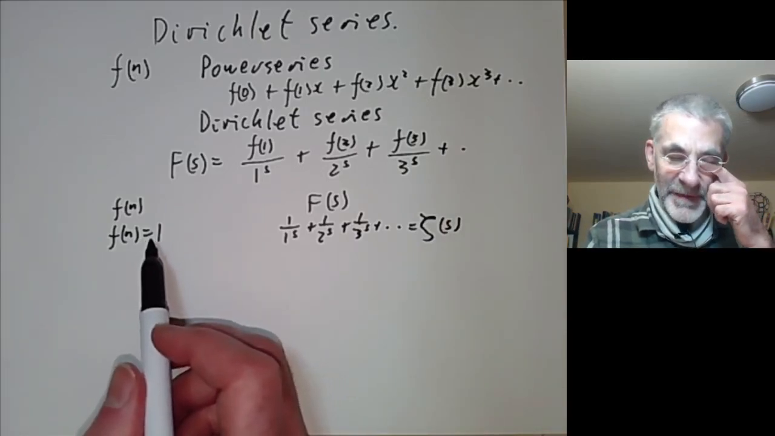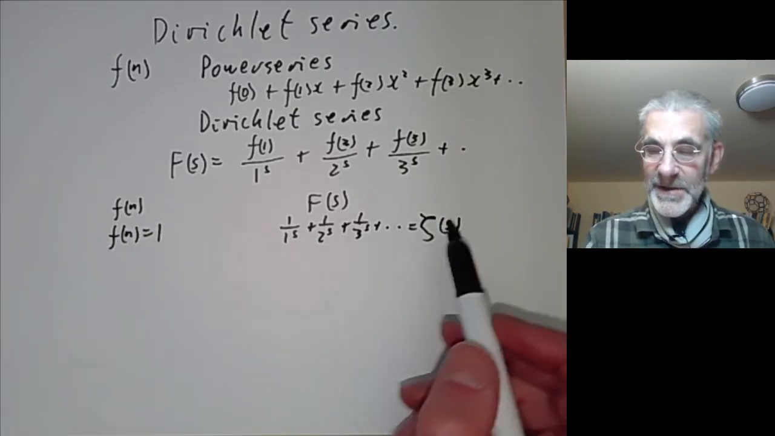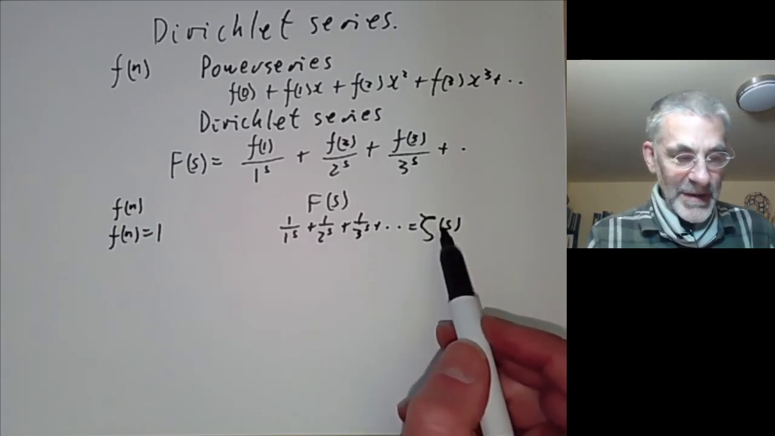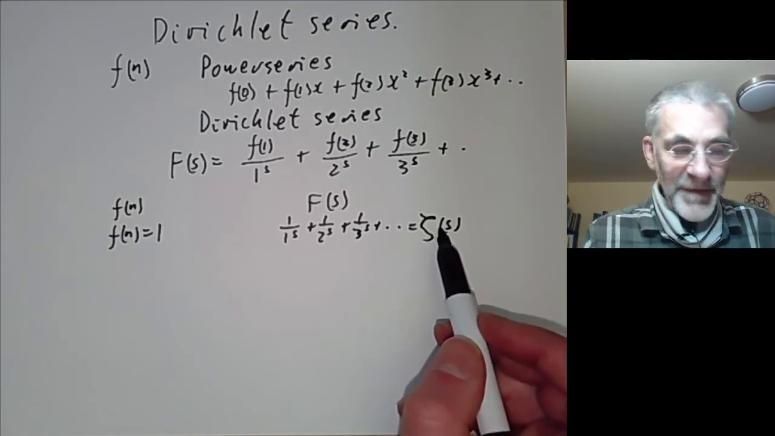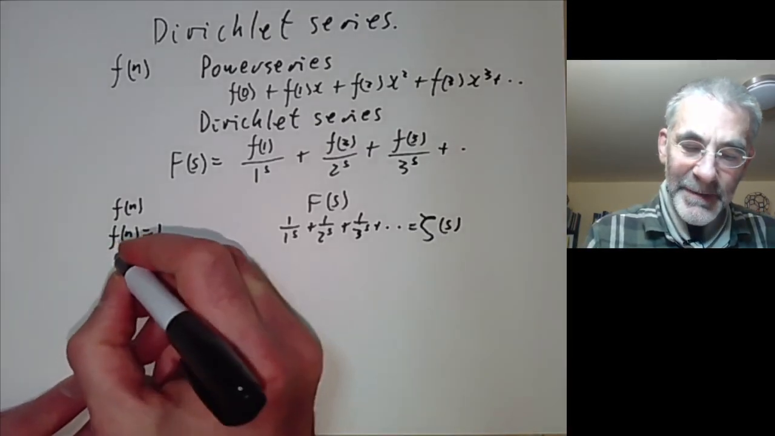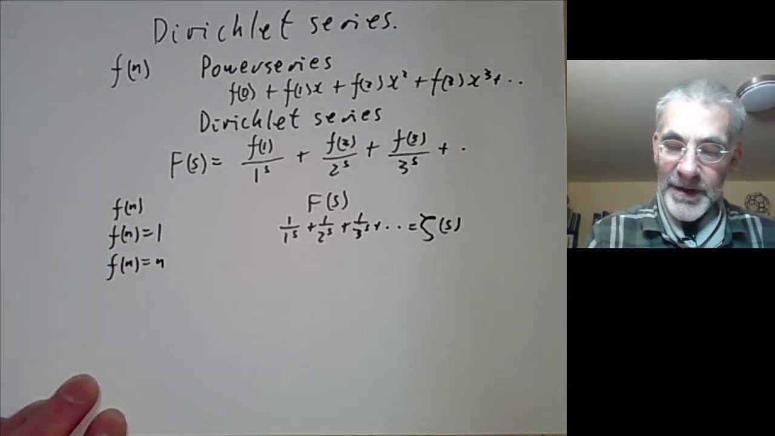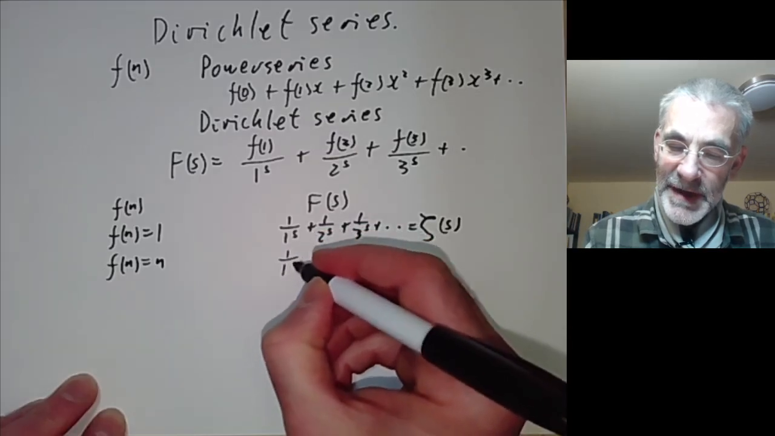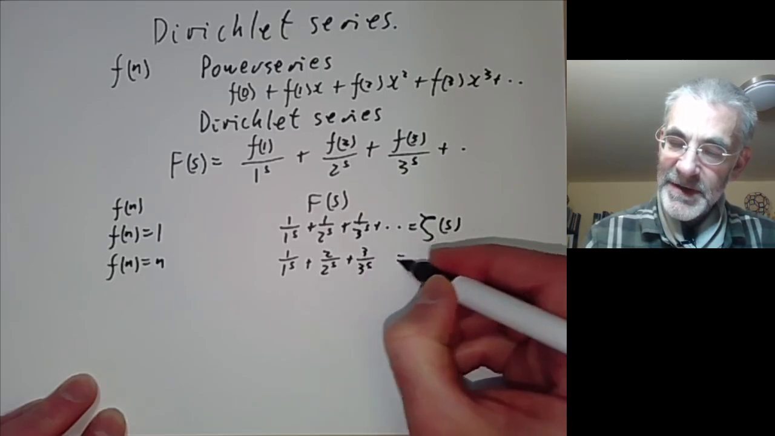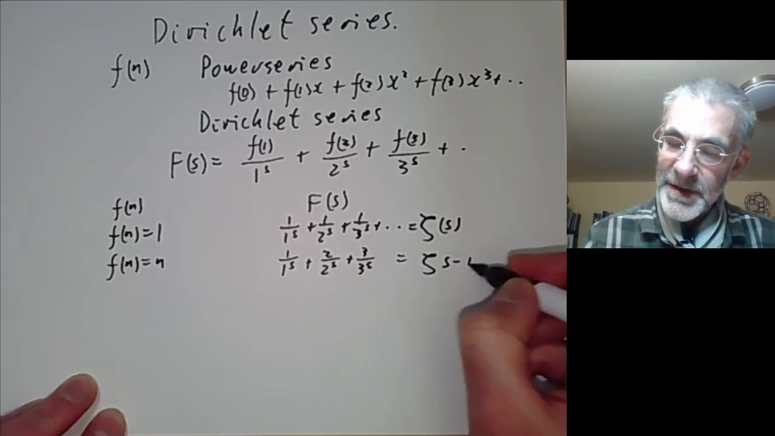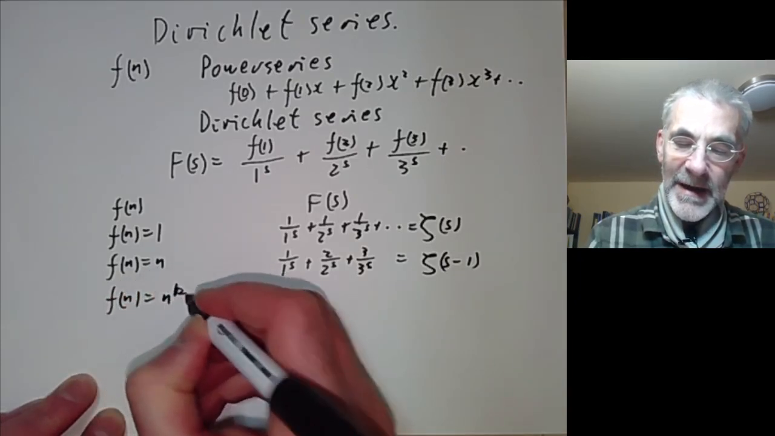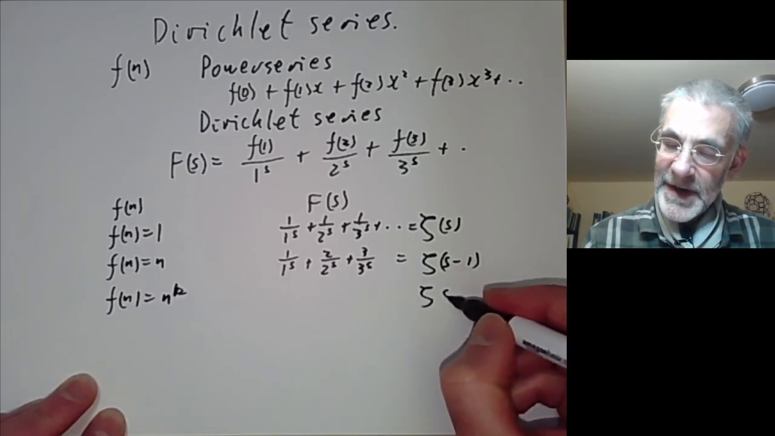So even the trivial function 1 here turns into quite a complicated function. The Riemann zeta function is one of the most puzzling functions in mathematics, what with the Riemann hypothesis and so on. So what happens if we take f(n) equals n? Well, that's easy. That gives 1 over 1 to the s plus 2 over 2 to the s plus 3 over 3 to the s. And you can see this is just zeta of s minus 1. And similarly, if we take f(n) equals n to the k, you can see we're going to get zeta of s minus k.